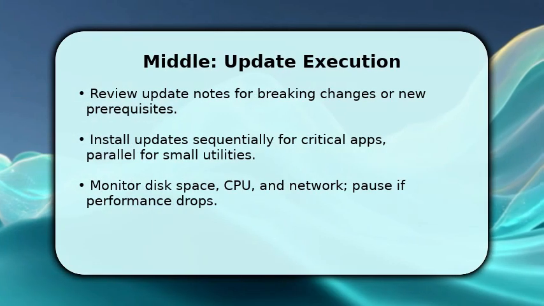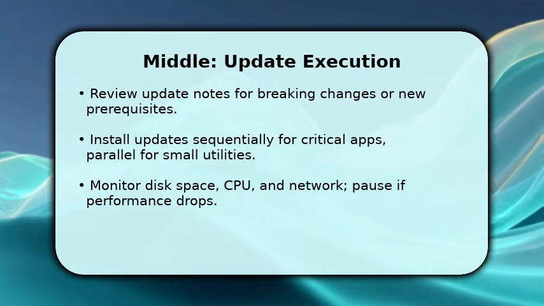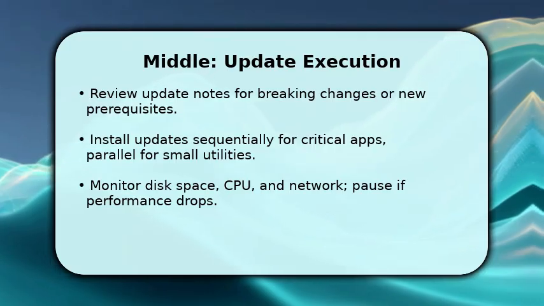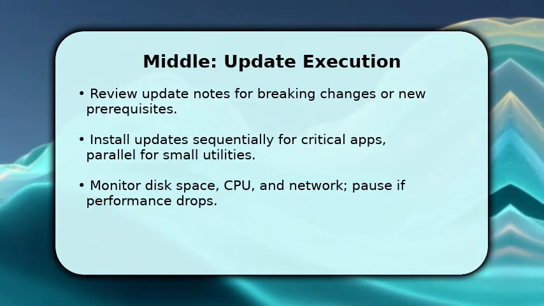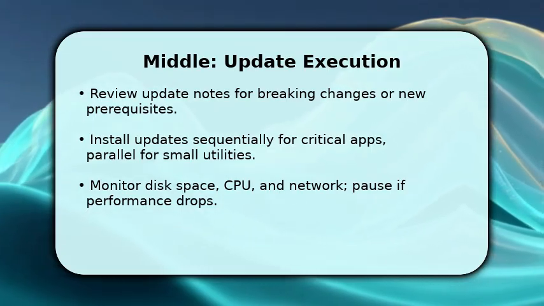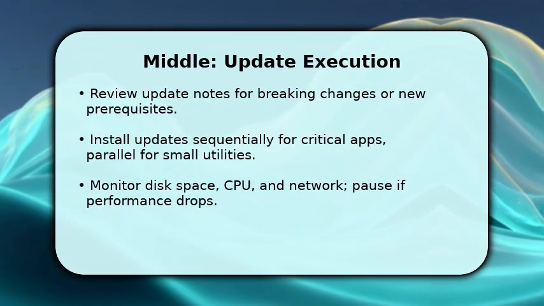You proceed to the core steps. Read the release notes to spot breaking changes or new dependencies that might require extra installs. Then choose an order. Prioritize security and productivity apps, installing them one at a time to catch errors, while small utilities can update in parallel for speed.